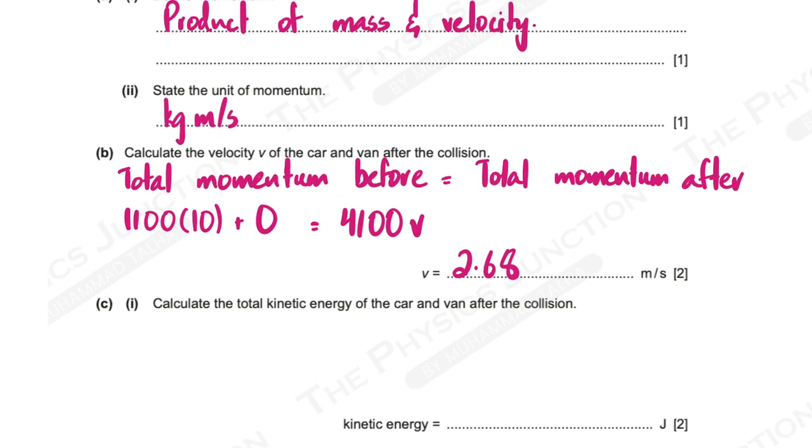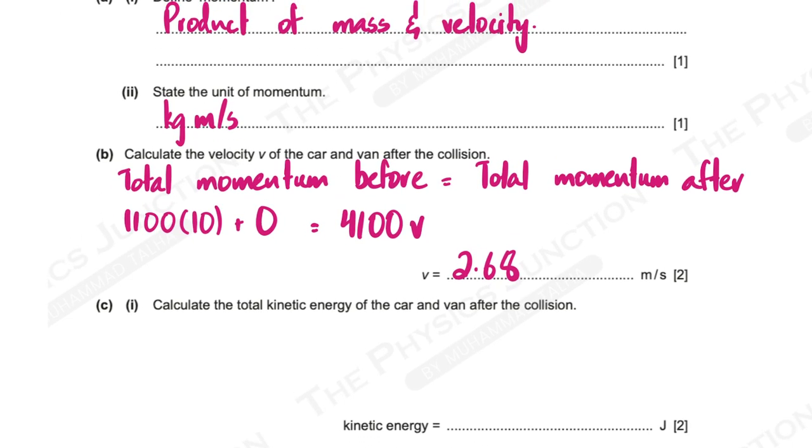Calculate total kinetic energy of car and van after the collision. So kinetic energy is half mv squared.